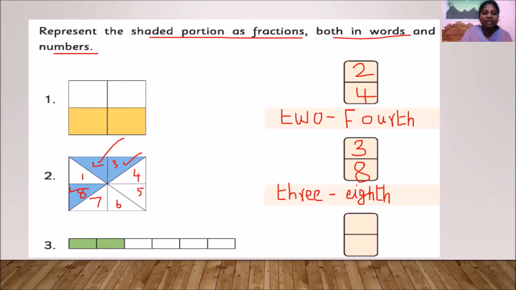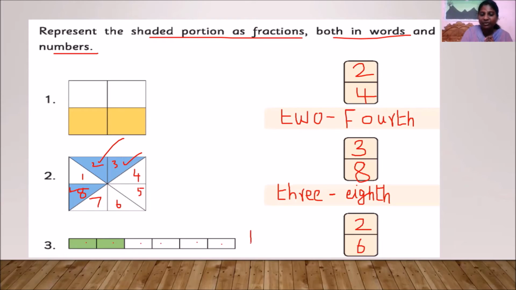Third one, count the total number of parts. 1, 2, 3, 4, 5, 6. 6 is the total number of parts. Where do you have to write it, children? Whether in numerator or denominator. 6 you have to write in the denominator. Very good. Next, you have to count and tell me the shaded portion. 1, 2. Where do you have to write 2? Very good. In the numerator. How will you write 2/6 in words?